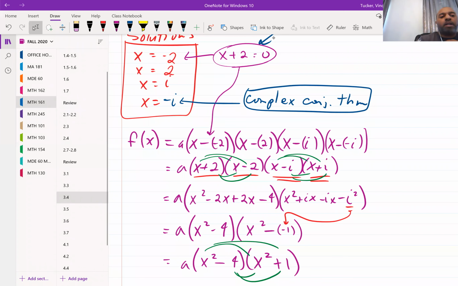All right, combine your like terms. When you do that, you see that your middle terms will cancel. So that's why I say it was in your best interest to multiply these two together and then these two together, especially when it comes to those conjugates. And then that'll leave us with x squared minus 4 and x squared minus negative 1. Don't forget i squared reduces down to negative 1.